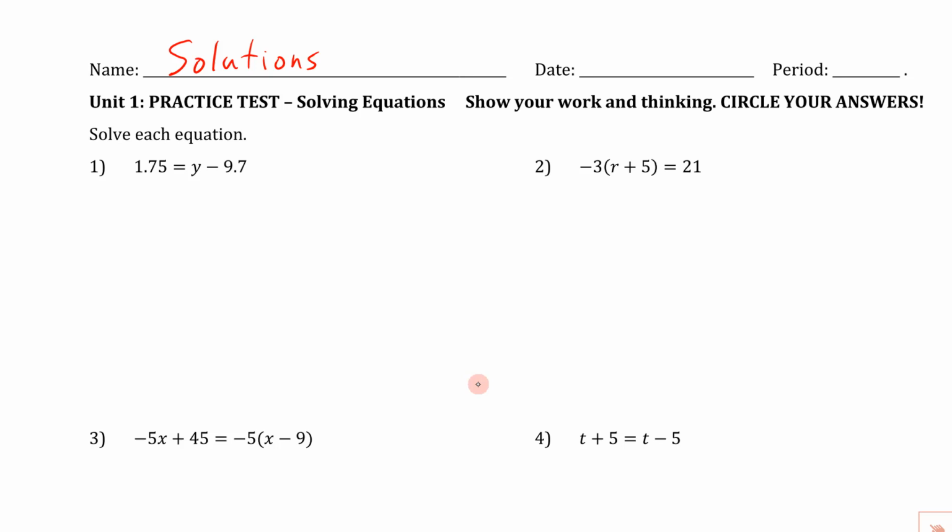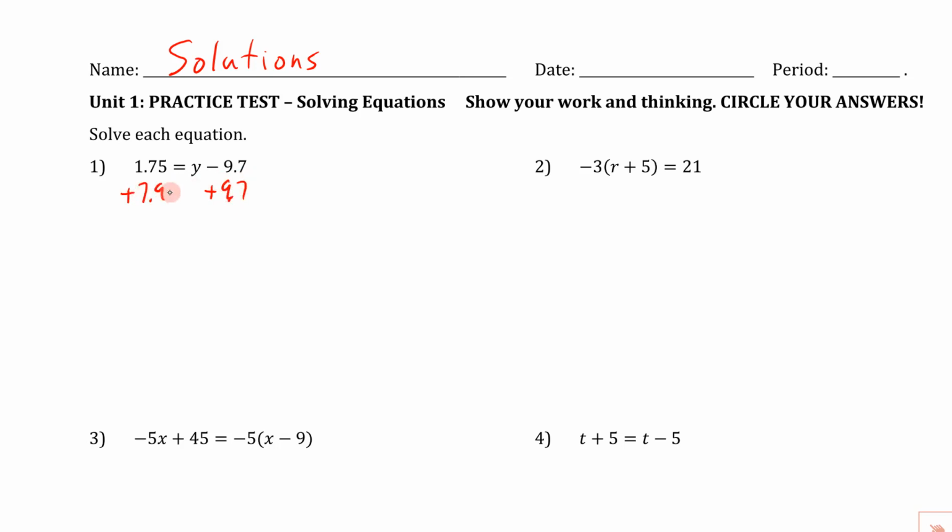Let's go ahead and apply what we've learned about solving equations to this practice test for the end of Unit 1. So here we go. On this problem right here, all we need to do is isolate this variable y. So we're going to get rid of that minus 9.7. So we're going to add 9.7 to both sides.